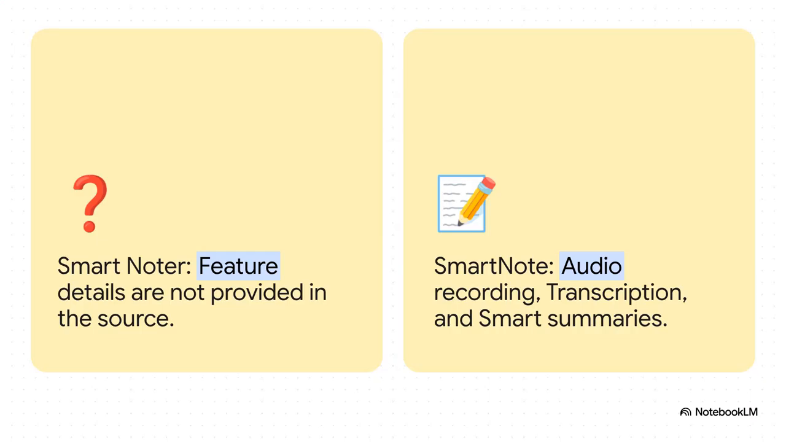And boom, right off the bat, we see a huge difference. SmartNote is pretty upfront about what it does: audio recording, transcription, those smart summaries. Pretty standard stuff. But then you look at SmartNoter, and it's kind of like a black box. The details just aren't there. And honestly, that lack of info, that's a massive clue that these two apps are playing very different games.